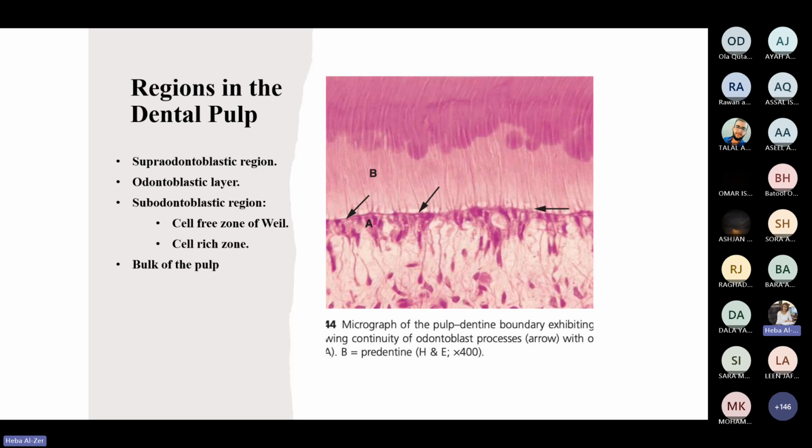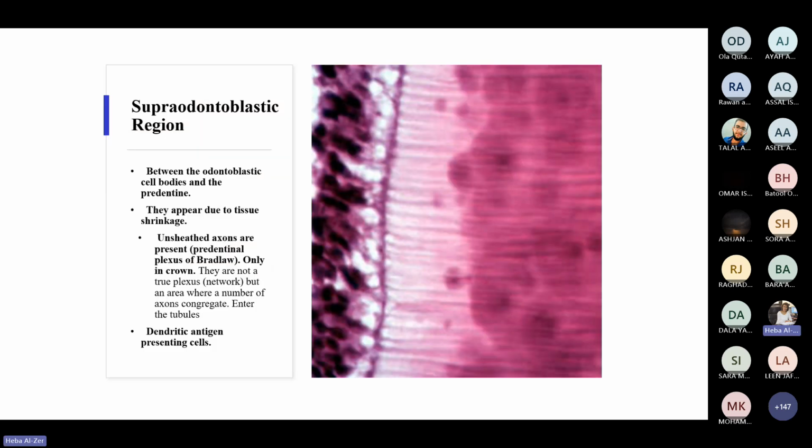As you can see here, this is the layer of the odontoblasts. This small area above it, marked by the black arrows, is the supraodontoblastic layer. Supra means above, so the name explains itself. Underneath it here, this is the cell-free zone. We will discuss them in detail in a minute.